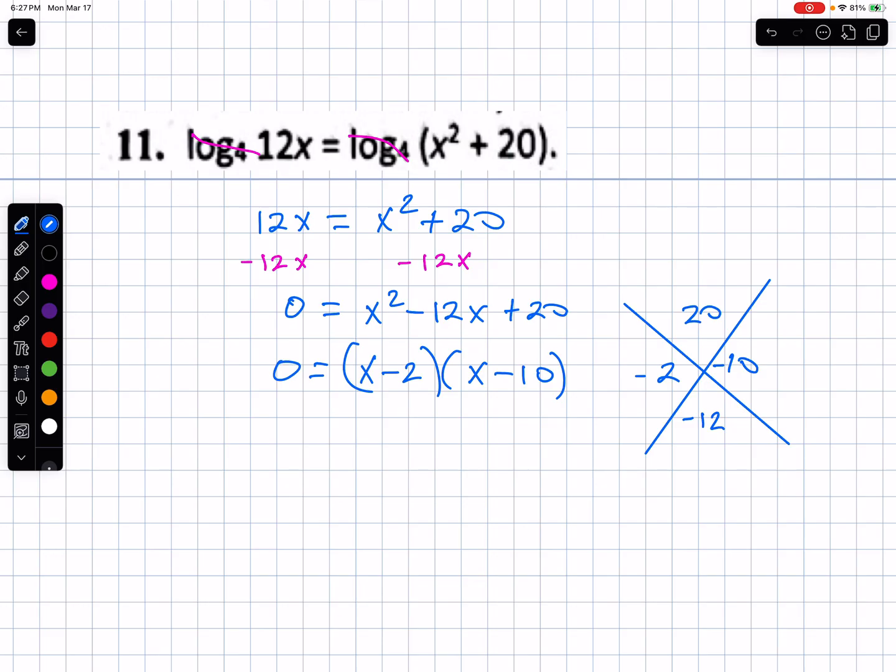equals 0. So x equals 2 and 10, right? If you set those equal to 0. So x minus 2 equals 0. X minus 10 equals 0. And then both of them are not extraneous because they're not negative. Yes. Good. Okay. So not that bad, right?